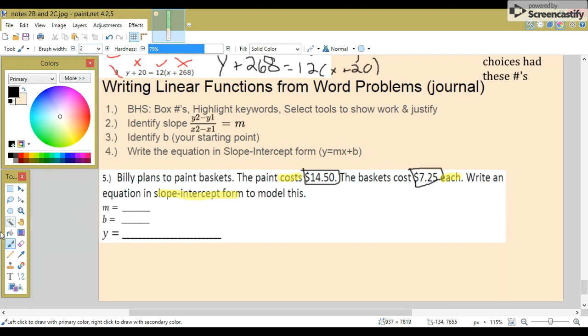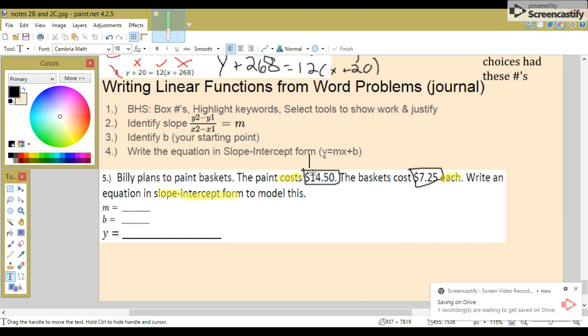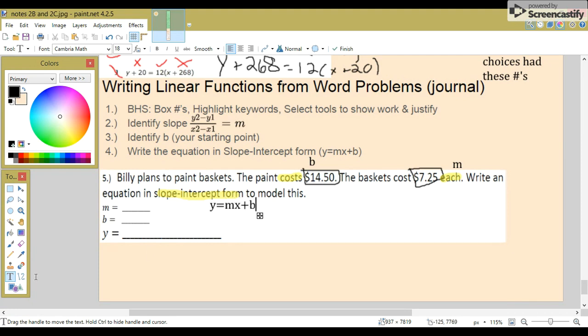Let's label what those mean. Costs. That's the initial cost, the original cost. That's b. That's your y-intercept. Look at the word each. If it says each, per, or for every, it's almost always going to be the slope, m. Write an equation in slope-intercept form to model this. Slope-intercept form is y equals mx plus b.